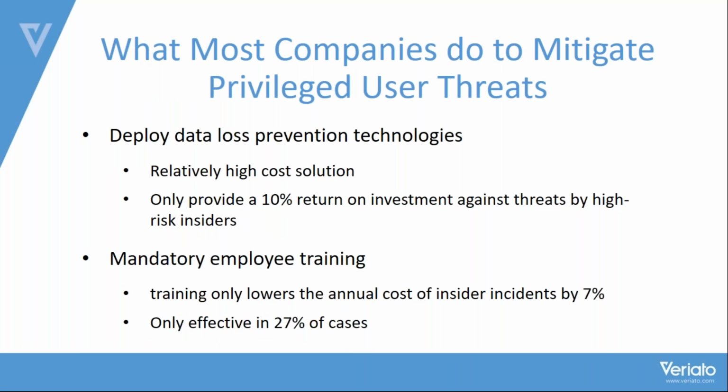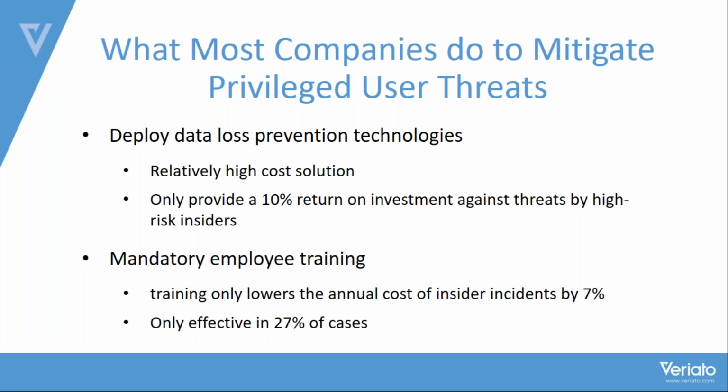All right, so what are most companies doing to mitigate privileged user threats? They're doing things like deploying data loss prevention technologies. Now here's the thing, relatively high cost, we go out and buy SIEMs, we buy all this stuff, firewalls, IDSs, IPSs, we throw technology at it. But look at what I have here. Only provides a 10% return on your investment against threats by high-risk insiders.